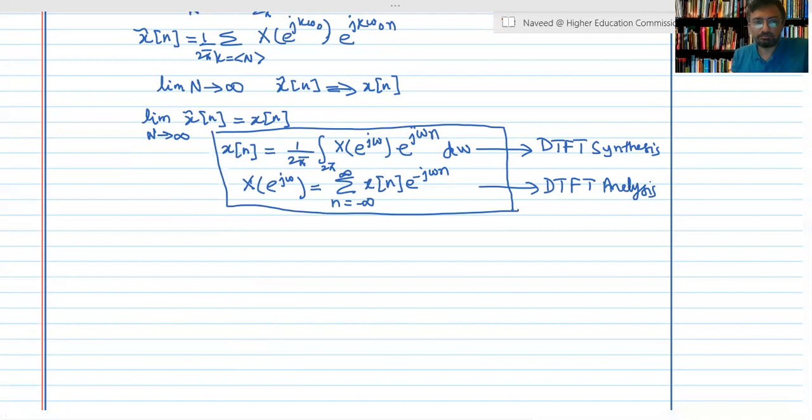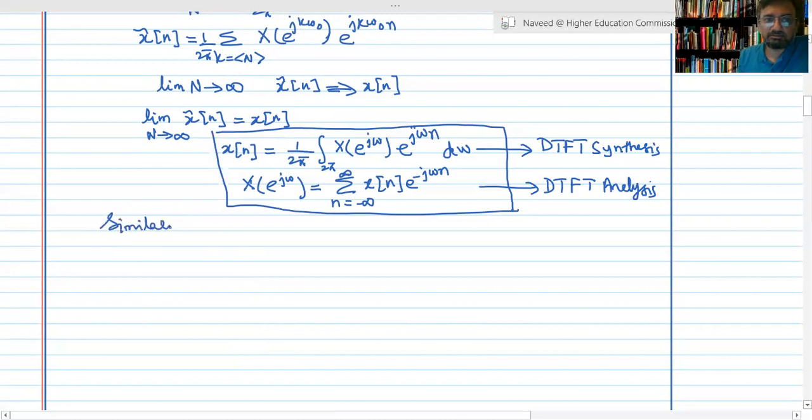So we have the discrete time Fourier transform for aperiodic discrete time signals. And there are some similarities and differences with the continuous time Fourier transform case that we will highlight now. So, similarities with the continuous time Fourier transform, CT-FT.